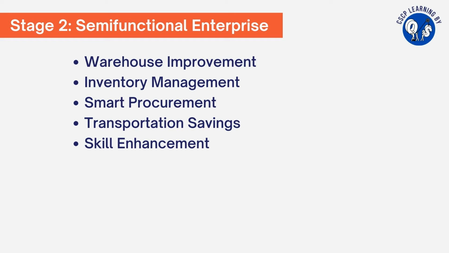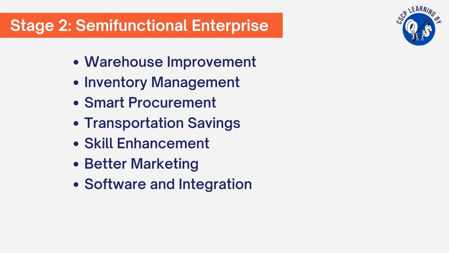Skill enhancement. Some departments work on training their employees better and making their jobs more challenging. Better marketing. The marketing department focuses on improving their research and forecasting methods to understand the market better. Software and integration. They might use special software like MRP2 to plan their manufacturing better, and they try to get different departments to work together more closely.